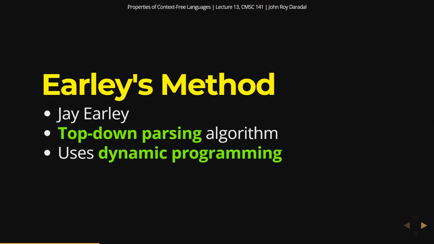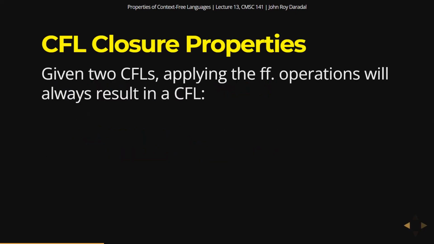Okay, so we won't use the brute force approach for testing the membership because it will just take exponential time. But fortunately, there are polynomial time algorithms that will test for membership. Okay, so that's it for the decision properties. Now let's move on to the closure properties of the context-free languages.